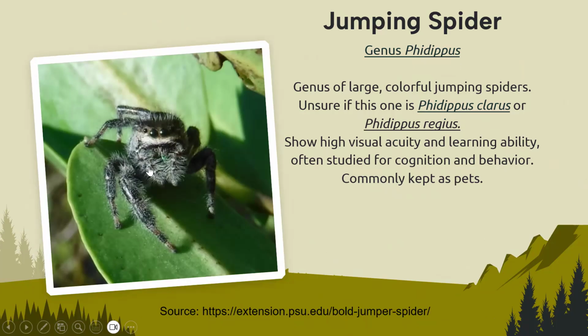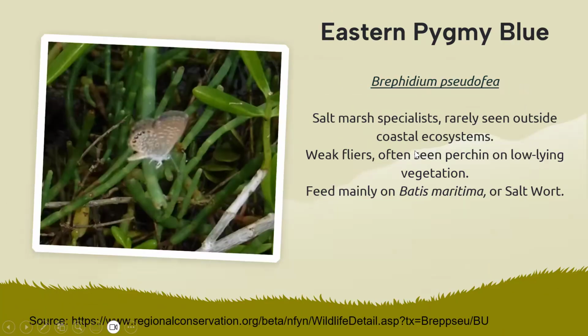This was a jumping spider that I was only able to identify to genus. The genus is Phidippus. It is a genus of large, colorful spiders, and I'm unsure if it is Phidippus clarus or Phidippus regius, which is the regal jumper. They show high visual acuity and learning ability, so they are often studied for cognition and behavior. Jumping spiders are actually considered to be the quote-unquote smartest arthropods in the world, and for that reason, they are commonly kept as pets because they are quite interesting to observe.